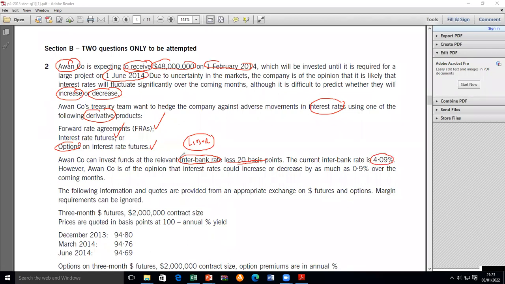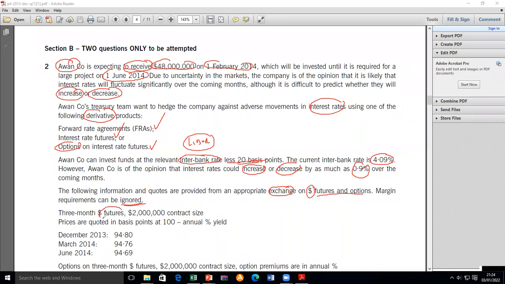That's the benchmark rate. However, our company is of the opinion that the interest rates could increase or decrease by as much as 0.9% over the coming months. The following quotes are provided from an appropriate dollar futures and options exchange. Margin requirements can be ignored.